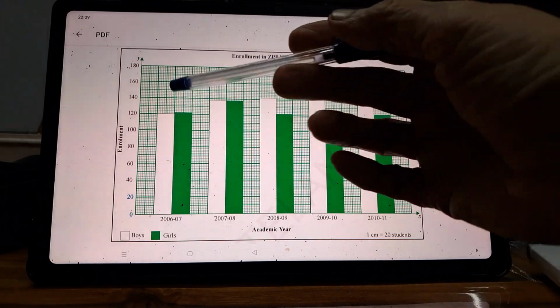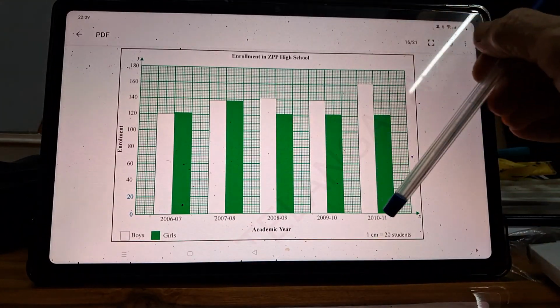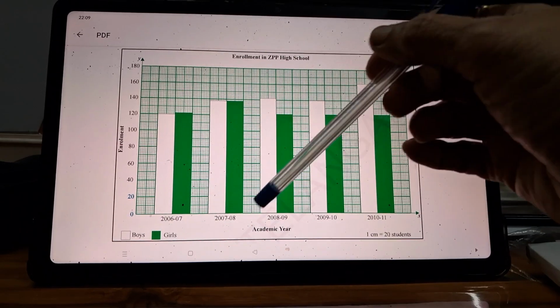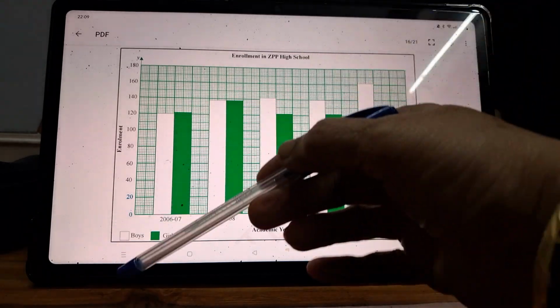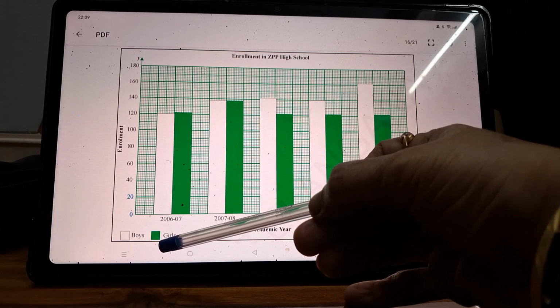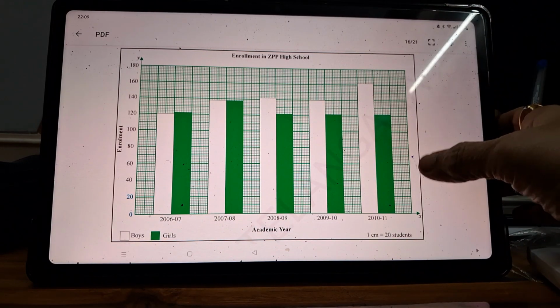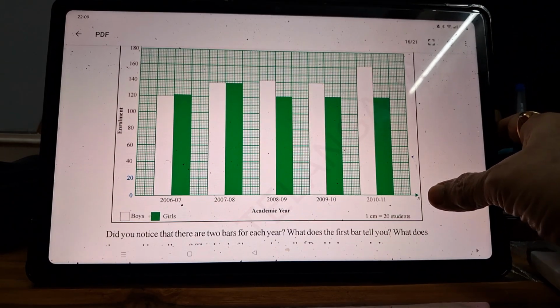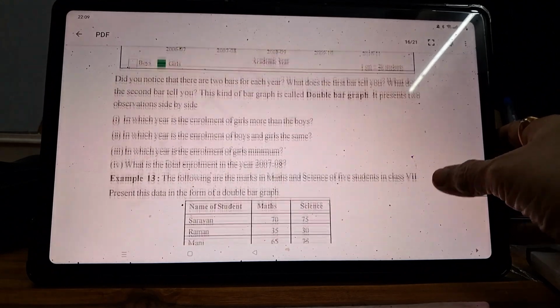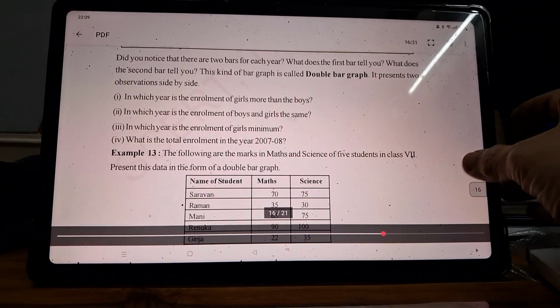Here on the y-axis you have enrollments, on the x-axis you have years, and white color indicates boys and green color indicates girls. How many got enrolled? So let us see the questions that they have asked.